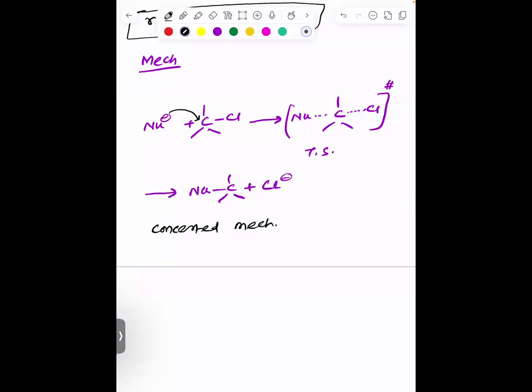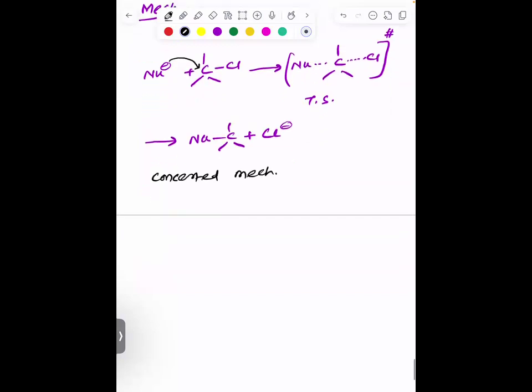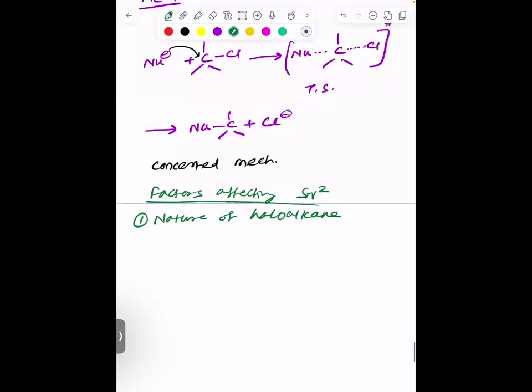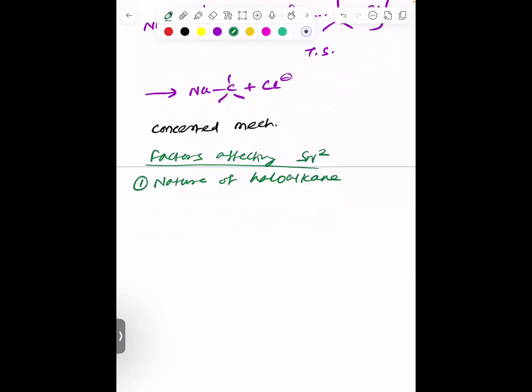Okay, permanent bond. Now next, write down factors affecting SN2 reaction. First is nature of haloalkane.